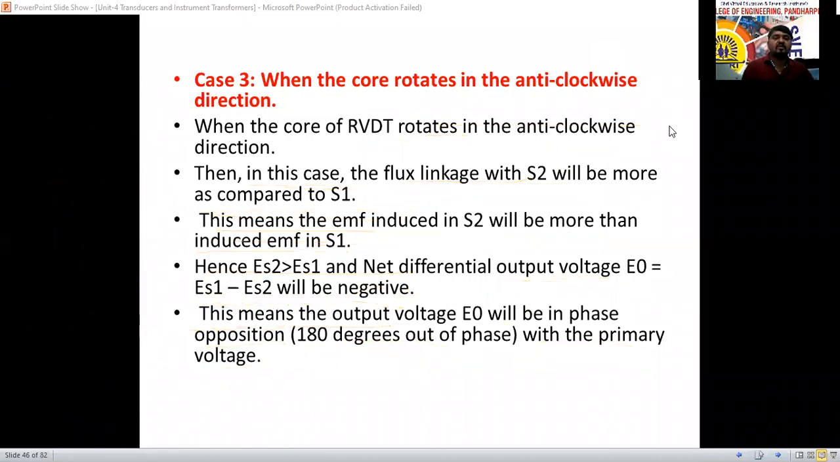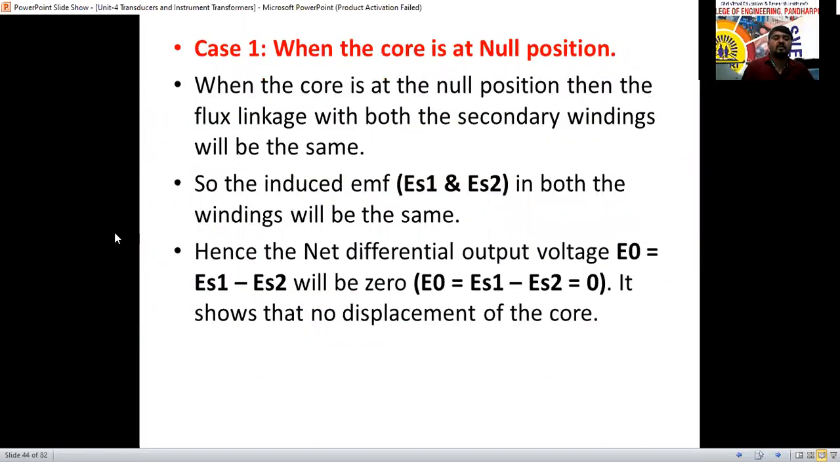First one is when the core is at the null position, there is no movement at all. Equally, it is connected to both. It is equally connected here like this. S1 is connected as much as S2 is connected. On that condition, we are going to call it the null position.